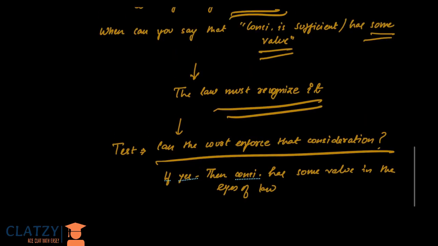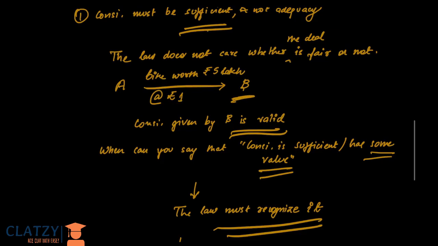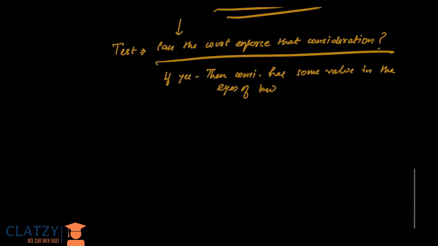In our bike example, can the court order B to pay rupee 1 to A? The answer is yes, because a court knows that rupee 1 has a legal value. Okay, rupee 1 is a unit of value. And they can of course ask B to pay rupee 1. It is very well possible and very well within the authority of the court to order B to make the payment of rupee 1 to A. Therefore, this consideration is valid, even if it is not adequate. All right.